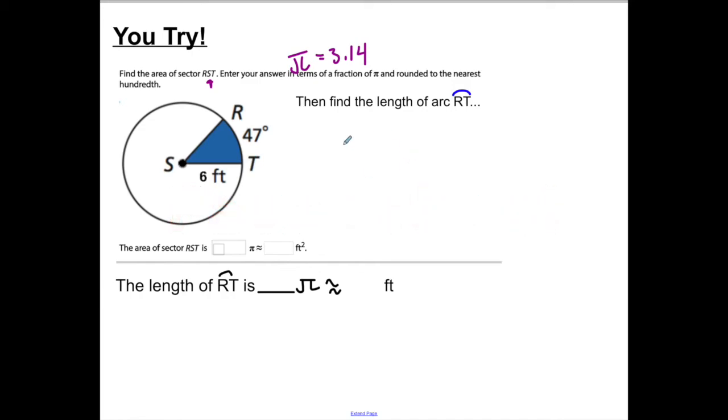Okay, so here we go. Let's start with one step at a time. The first thing I'm going to do is take 47 and divide by the total of 360. And I'm going to immediately convert that to a fraction on my calculator.